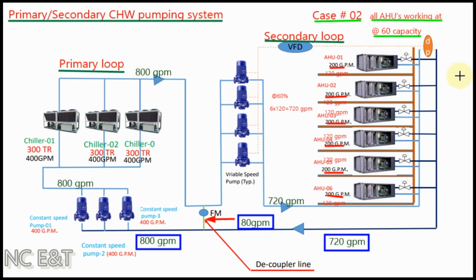So after continuous operation of the air conditioning system, the space cooling load decreases, and due to this decreasing cooling load, the variable frequency drive controls the variable speed chill water pump and slows it down. In the same way, if this load decreases more, we can turn off one chill water pump and one chiller in the primary loop also. In this way, this primary secondary chill water pumping system helps us to save energy.